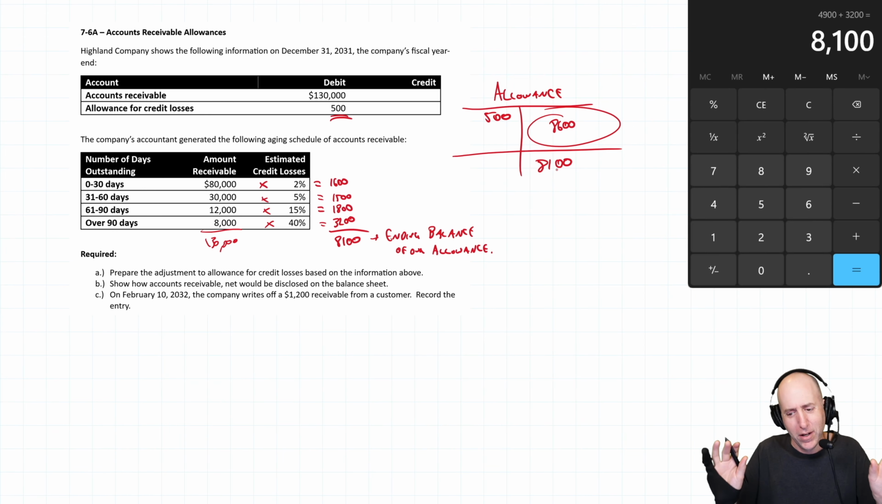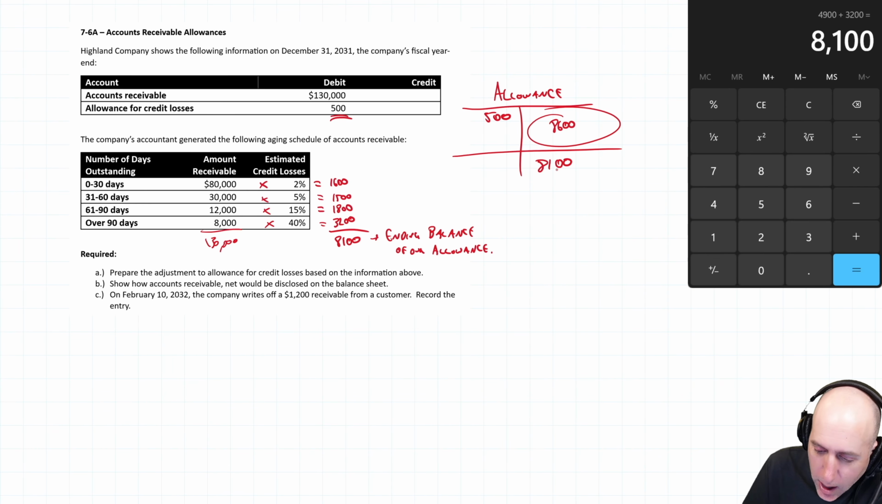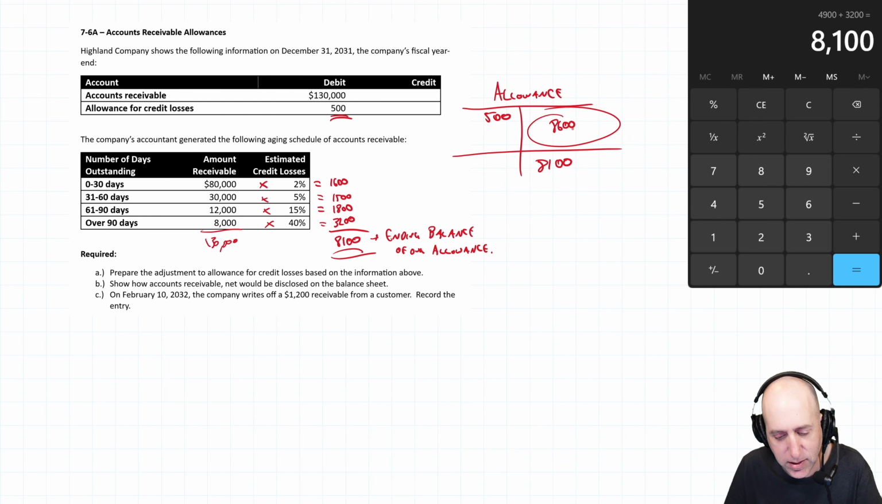So if you're confused here, you've got to practice it. You've got to know how your T accounts work. So anyway, we need this credit of 8,600 to make this happen, right? We're sitting at a debit of 500. We want to be sitting at a credit of 8,100. We need to credit our allowance by 8,600.